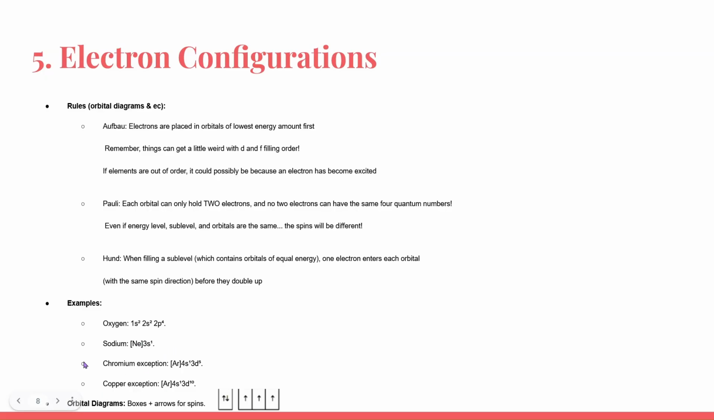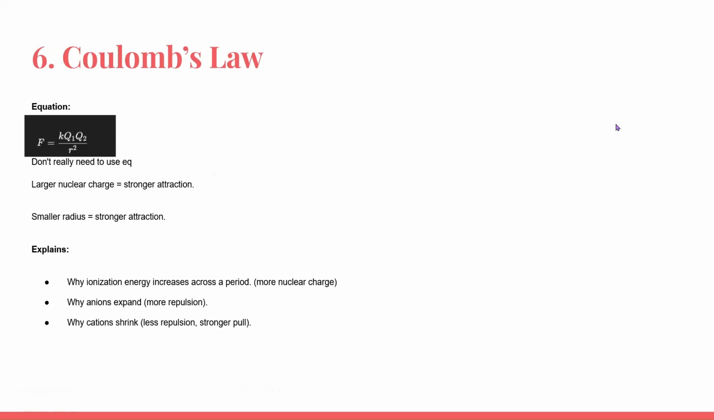This isn't really something that's really important, but it's good to know that there's an exception for chromium and copper. And then orbital diagrams: boxes plus arrows for spins, which is what I was talking about earlier. So yeah, next we have Coulomb's law.